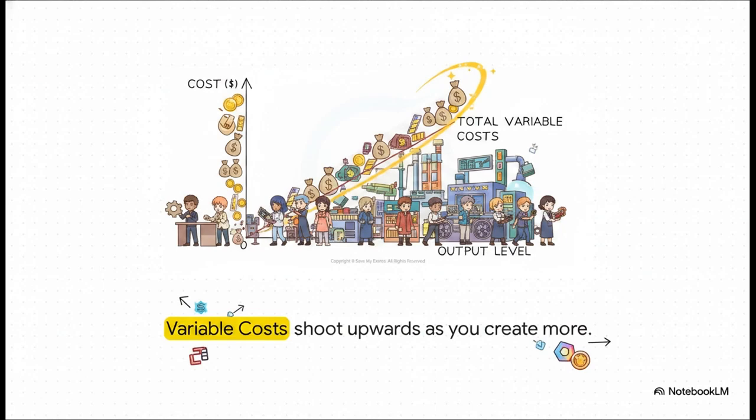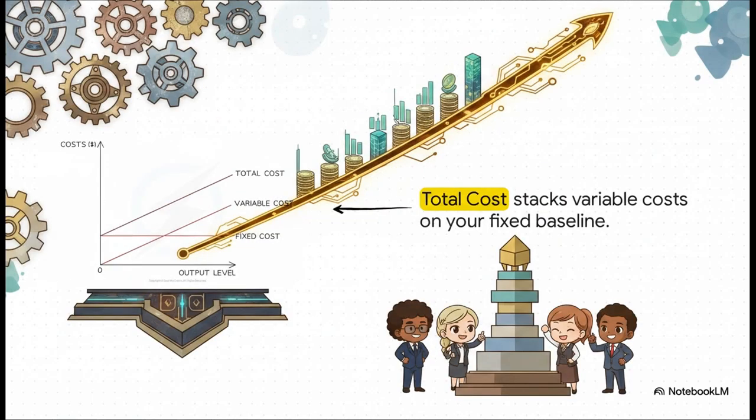Now, what's really interesting is how your total variable costs behave. Notice how this line shoots up diagonally, starting straight from 0 in the corner. Makes sense, right? If your output is 0, your variable cost is 0. But the more products you create, meaning the further right you move along that bottom axis, the higher those variable costs climb. And when you stack them together, you get the ultimate picture.